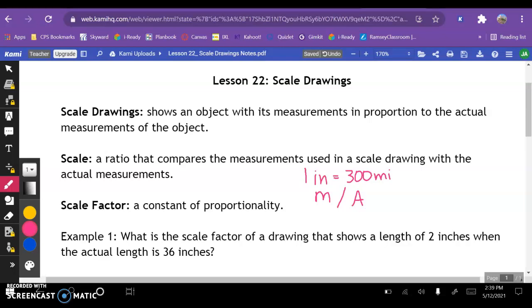And then our scale factor is a constant of proportionality. So what are we multiplying by? So in this case, in my example here, 1 inch equals 300 miles. 1 is always 300 miles. So our constant of proportionality, our scale factor is 300. It's 300 times the size. So if I had 3 inches, I would times it by 300 to figure out how many miles it actually was.